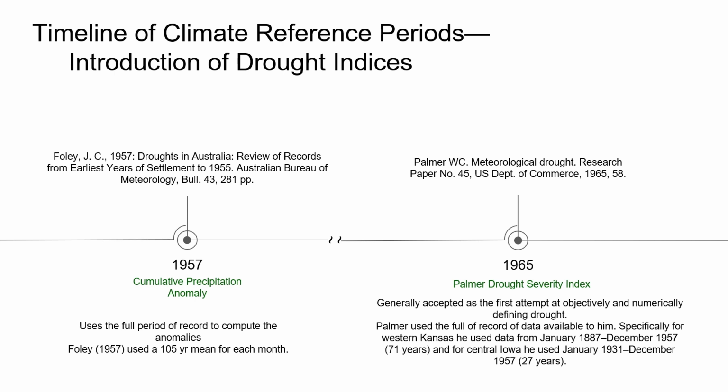However, Palmer 1965 introduced what is now known as the Palmer Drought Severity Index, or PDSI, and both Palmer and at least one subsequent paper identified this 1965 paper as the first actual quantitative drought index. Both papers shown here use the full period of available records to calculate the drought.